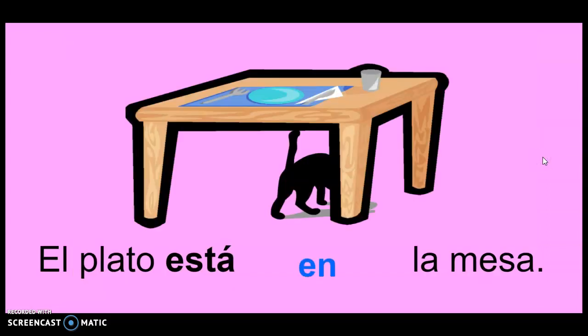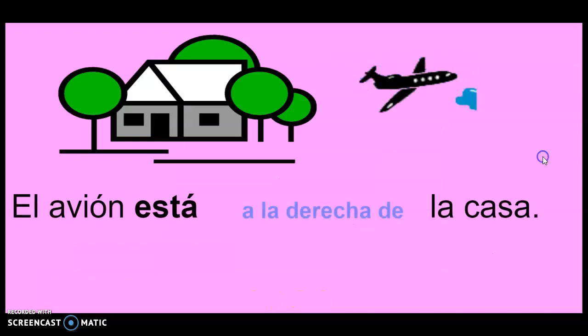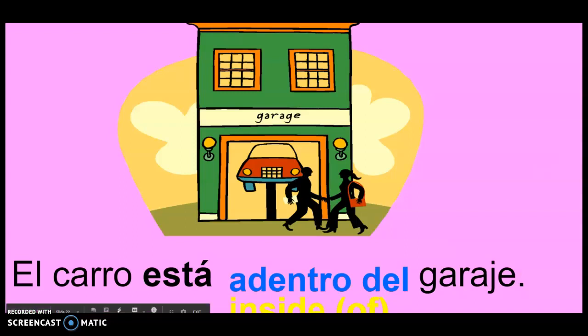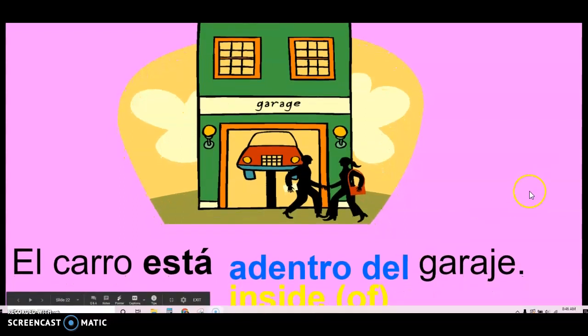El plato está en la mesa. That means in or on. Make sure you write down both. El avión está a la derecha de la casa. Now to say to the right of. El carro está adentro del garaje. That is hard to see, but that is inside of.